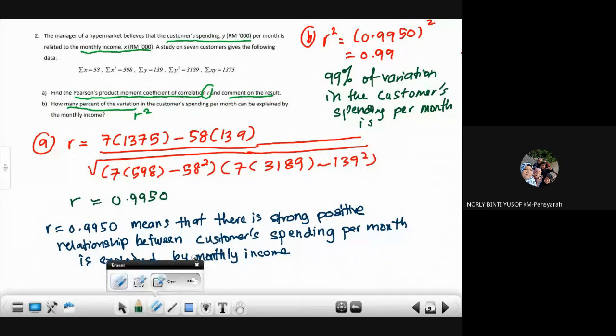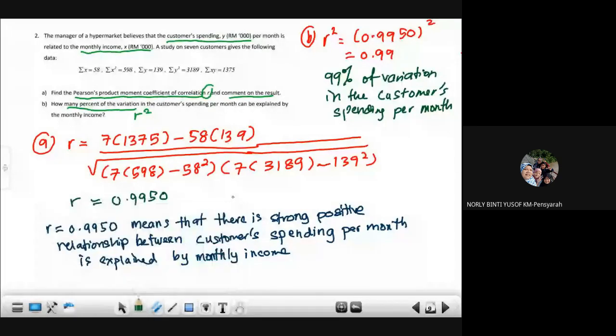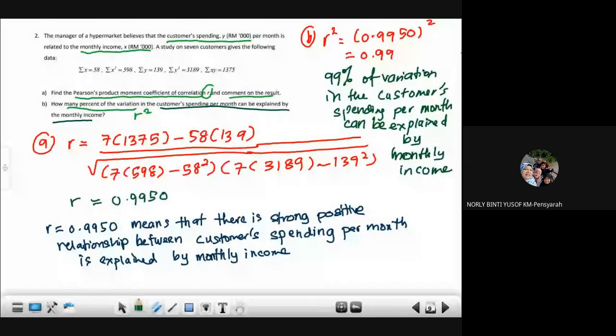ataupun ambil je balik ayat tu kan kalau tak tulis. Ambil je ayat belakang ni. Customer spending per month can be explained by monthly income. Sebab ayat tu memang ada dalam general punya. Tapi ayat tu pun ada kat sini. Ni belakang. Kalau tengok kat generally tu ada percentage of variation in Y variable explained by the X variable. Cuma you specifically kepada you punya Y variable tu apa, X variable tu apa. Right?